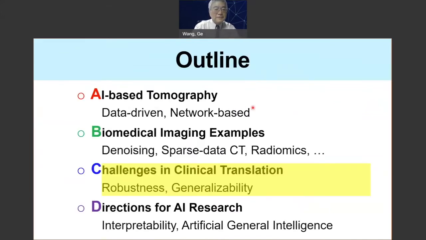The third part is the challenges in clinical translation. In the second part, I have been very positive about deep learning results. And now I need to say some potential risks and the current challenges, particularly robustness and generalizability.